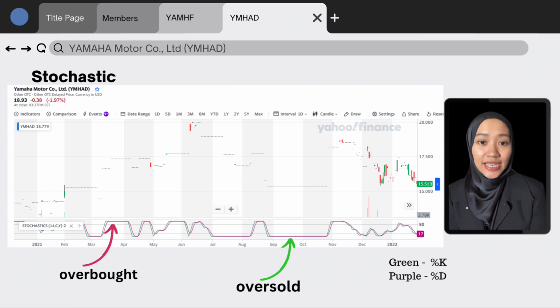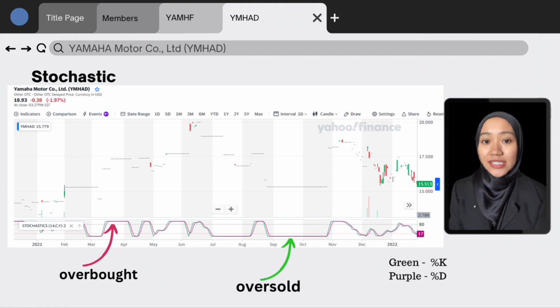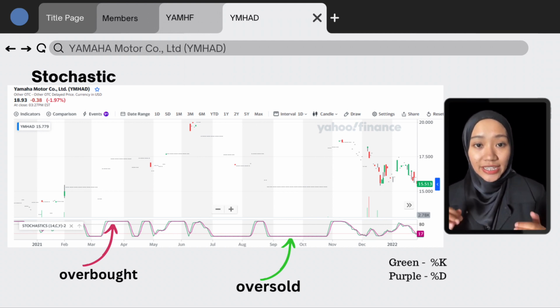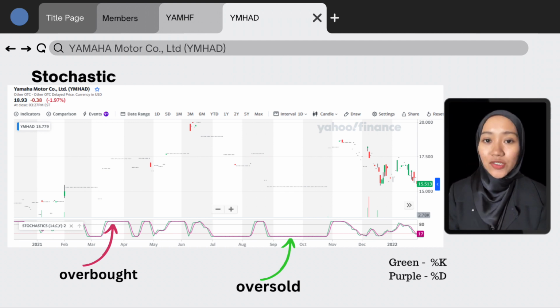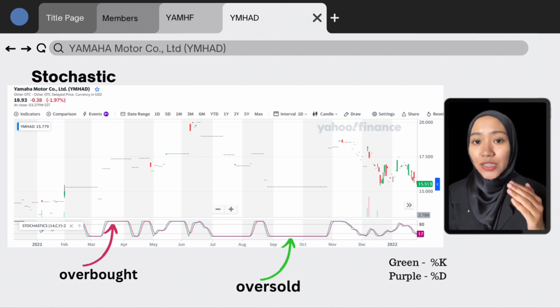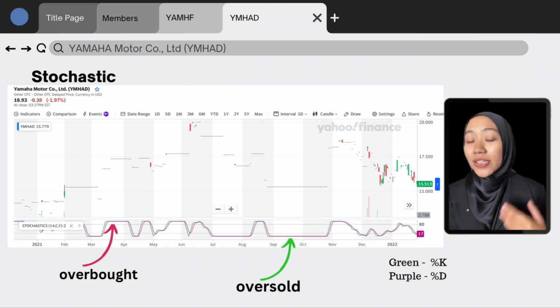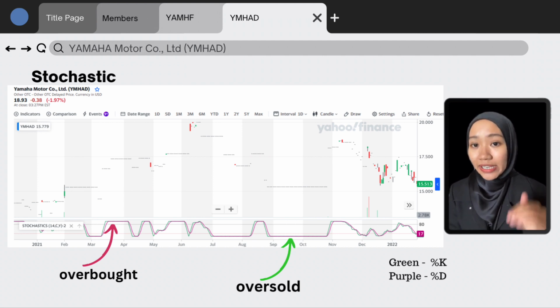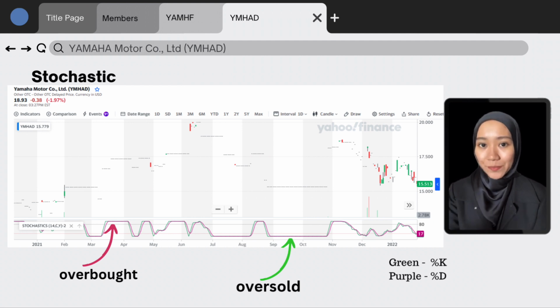The K line exists as the main line that indicates the current price, which relates to the high-low range over a specified period. In this chart, the green color indicates K. The D line also exists in this indicator as a tool, the moving average of the K line. The D line is also known as a signal line, and in this chart the color is purple.